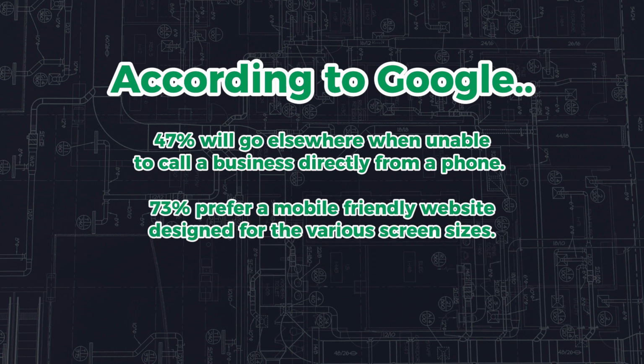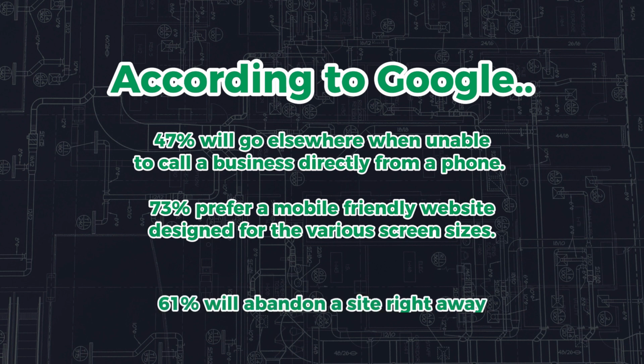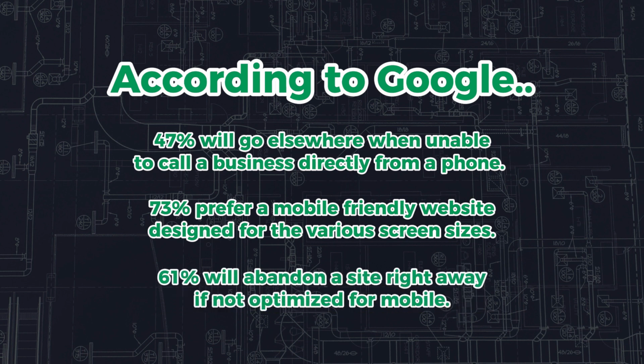73% prefer a mobile-friendly website for various screen sizes. They want to be able to pull it up on a tablet, on a mobile device. They want to turn the mobile device sideways. So it really needs to perform on a variety of different screens. And then 61% of people will abandon a website right away if it's not optimized for mobile. So same thing, you pull up a website on a mobile, if it does not load quickly, they're gone. And you don't have an opportunity to win them back. These are things that are typically happening, again, before you even start a conversation with your users.